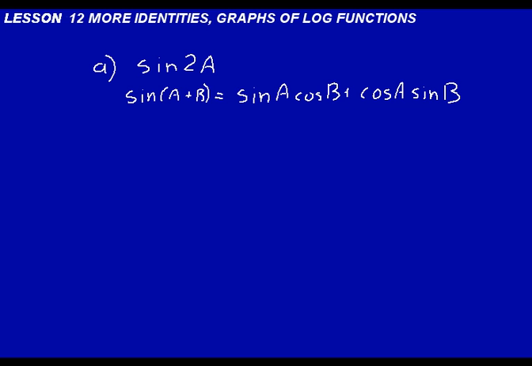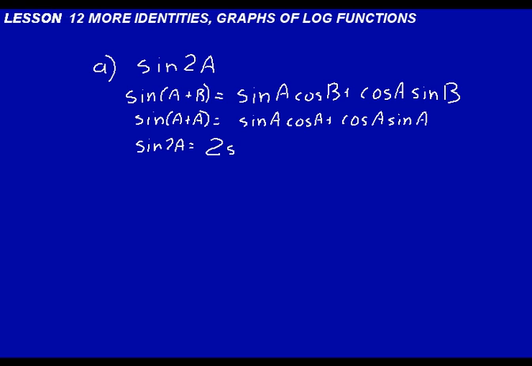Now, if we were trying to find sine of 2A, that's the same thing as saying sine of A plus A. So sine of A plus A, we could just say sine A cosine A plus cosine A sine A. And the order doesn't matter there. Sine times cosine or cosine times sine. So sine of 2A is equal to 2 sine A cosine A. So that's the double angle identity for sine of 2A.